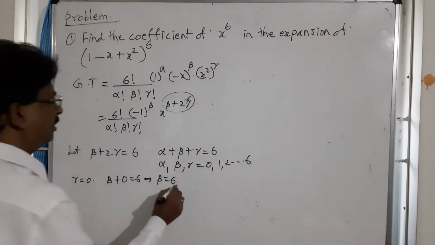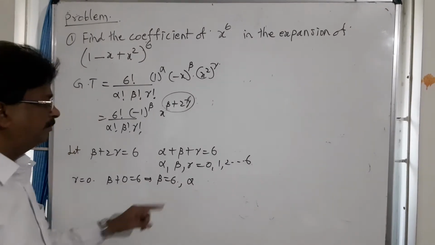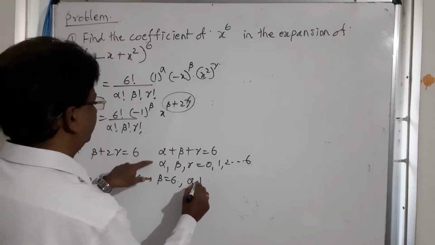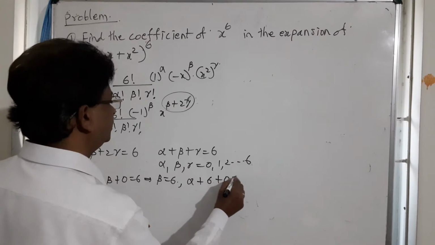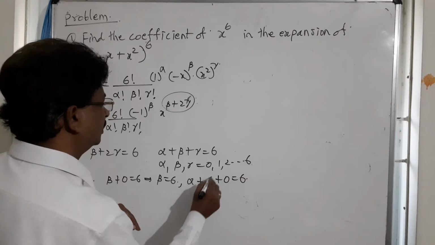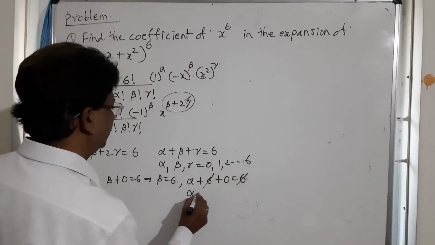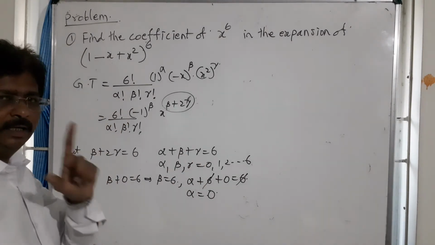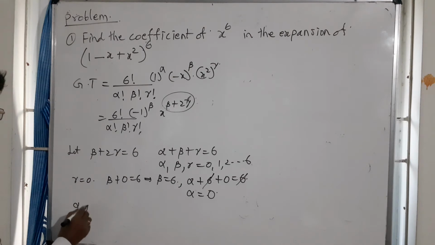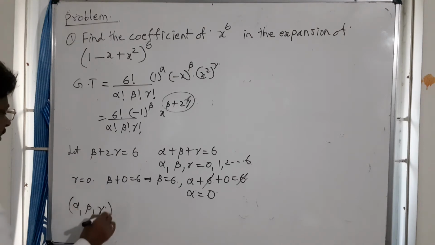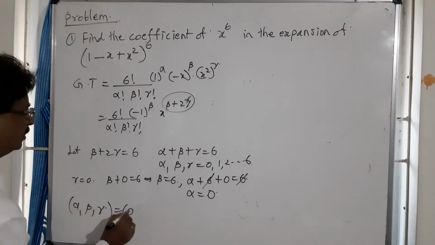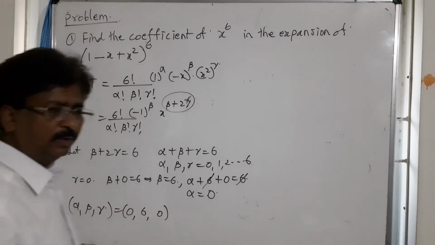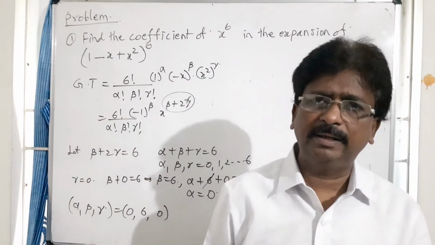Now then what is the alpha value? Alpha can be found from here. So you put here alpha plus beta plus gamma is equal to 6. You can cancel. Alpha is equal to 0. So this is one set of the values of x. So alpha, beta, gamma we are getting as alpha 0, beta is 6, gamma 0. One set of the values of alpha, beta, gamma.